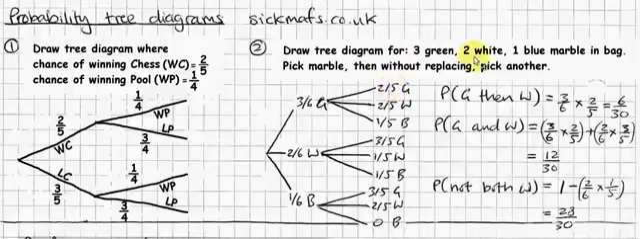Okay, but the probability of getting a white or a blue does not change if I pick a green first, because the number of white marbles and the number of blue marbles hasn't changed. So that means the chance of picking a white marble after I picked a green is 2 out of 5. But be careful, that does not mean the chance of getting a green then a white.